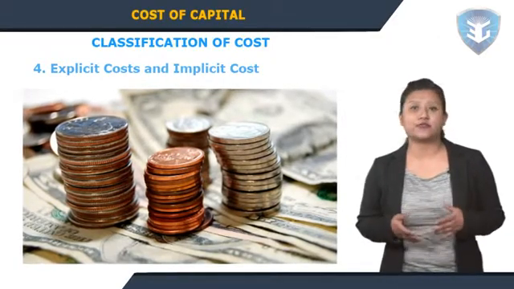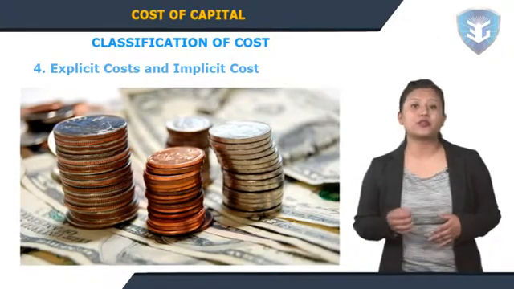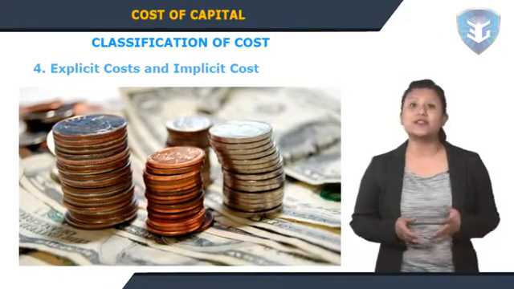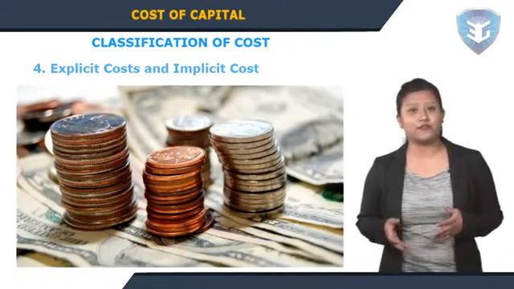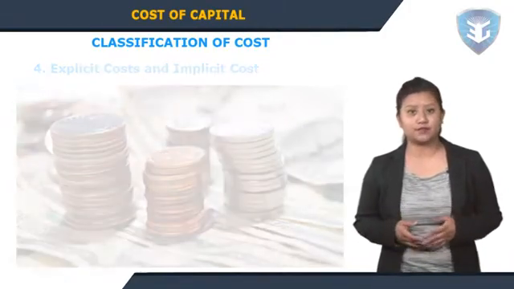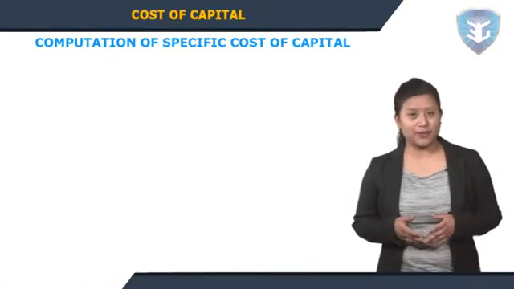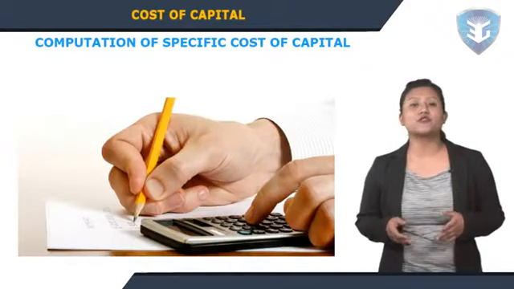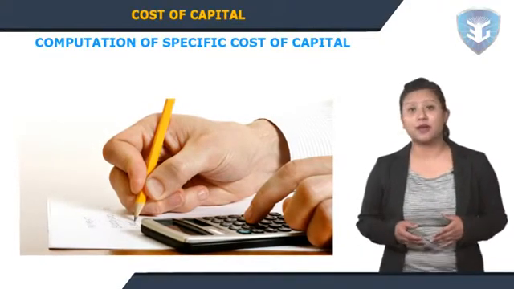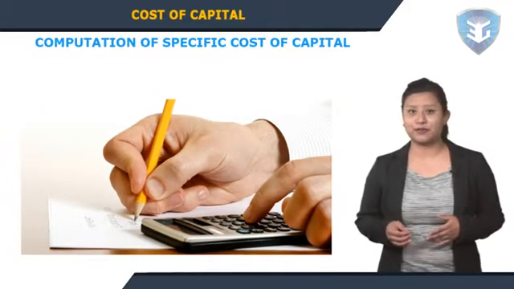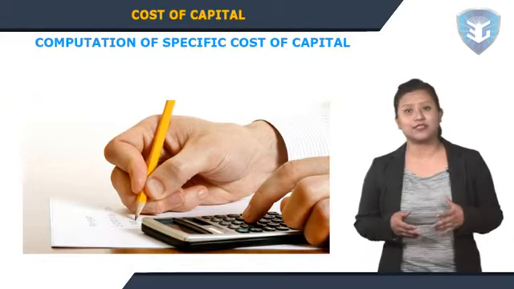Thus, the explicit cost of capital is the internal rate of return which a firm pays for procuring the finances. On the other hand, the implicit cost represents the rate of return which can be earned by investing the funds in the alternative investments. Let's know about the computation of specific cost of capital. Computation of cost of capital from individual sources of funds helps in determining the overall cost of capital for the firm. There are four basic sources of long-term funds for a business firm.